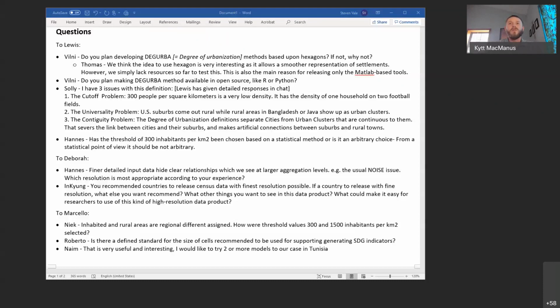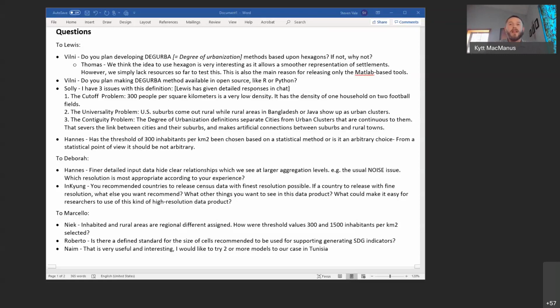Just a couple of technical things. Vilni had asked, does JRC plan on making the DEGURBA method available and open source? I think Marcello in his presentation showed some examples of the tools that are freely available for people to use. On the issue of hexagon grids, Thomas, we should follow up offline about this, as Kevin Saar on our steering committee of the GFGS is an expert in hexagon models, and he's willing to work together on some of these things where resources might be an issue for organizations. So I'll follow up with you independently on that.